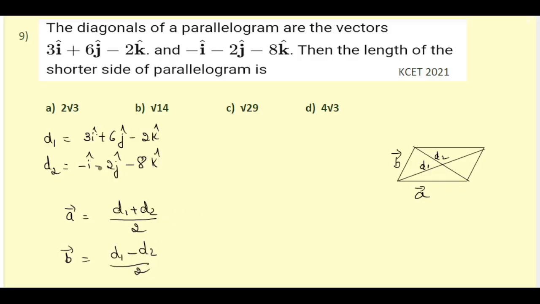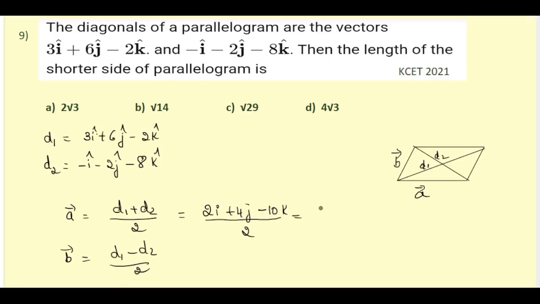Adding the vectors d1 and d2, we get 2i plus 6 minus 2 is plus 4j minus 2 minus 8 minus 10k divided by 2. So we can take 2 outside. So this will become i plus 2j minus 5k divided by 2. So 2 cancels. So A vector is i plus 2j minus 5k.